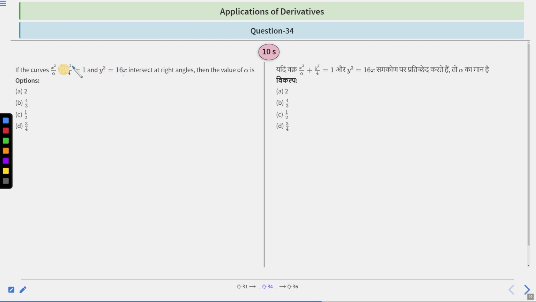Clear? So since the tangents to these curves are cutting at right angle, right? So m1 m2 can be written as minus 1, right? By this way you will get the value of alpha. Okay, so by this method you can approach the question. You have 10 seconds to solve this question. After 10 seconds we will discuss the solution.